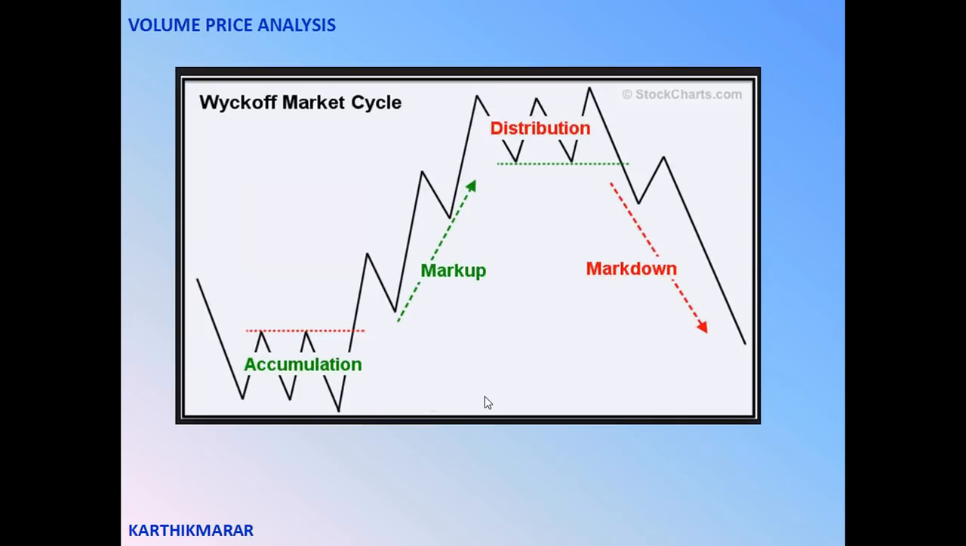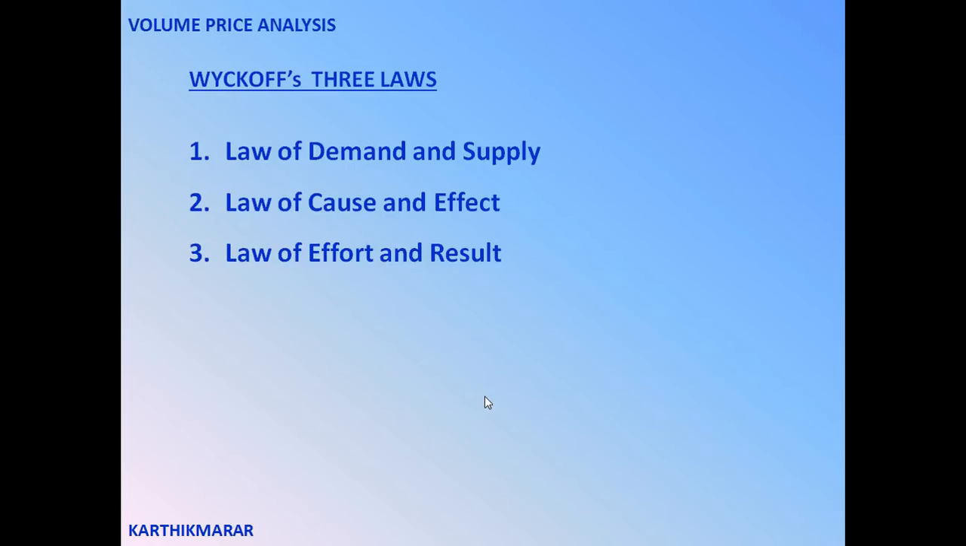So before we go further into these 4 phases, let's just look at the 3 laws of Wyckoff. The first one is the law of demand and supply. The second one is the law of cause and effect. And the third is the law of effort versus results. Of course, the law of cause and effect is very clear: when there is a cause, there has to be an effect. So here the cause would be the accumulation of the stocks by the smart money, and the effect is eventually the markup.